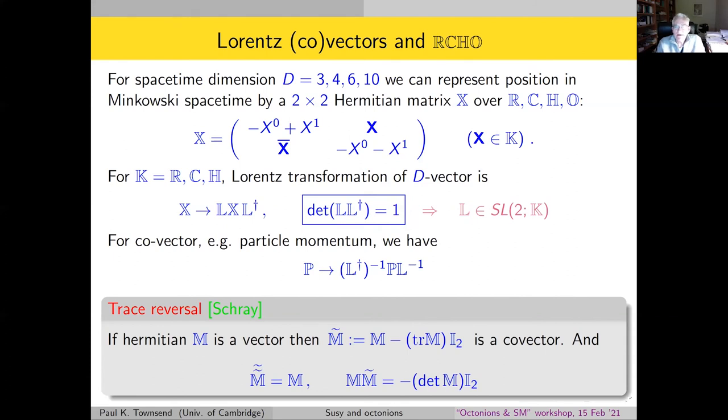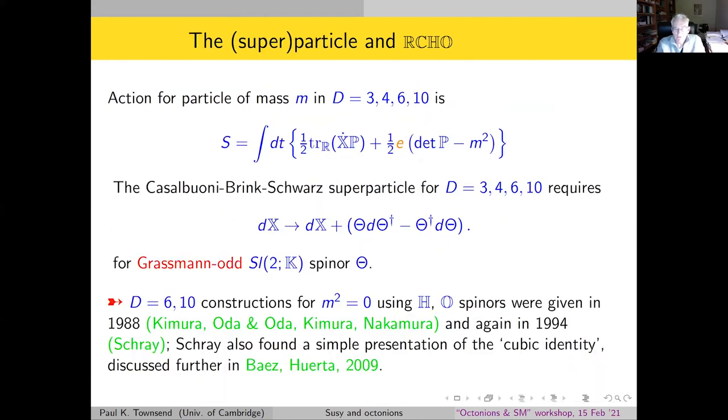So in the context of particle mechanics, it's actually fairly straightforward to do that. You can really write things down in those dimensions using these matrices. So for example, a particle of mass m in 3, 4, 6, and 10 can be simply written in this way, a relativistic particle, reparameterization invariant. So you simply have a mass shell condition. And det p is essentially proportional to p squared. Actually, I should probably have det p as m squared to some power, because for the six-dimensional case, it would be m squared all squared, I think. But anyway, minor mistake there.